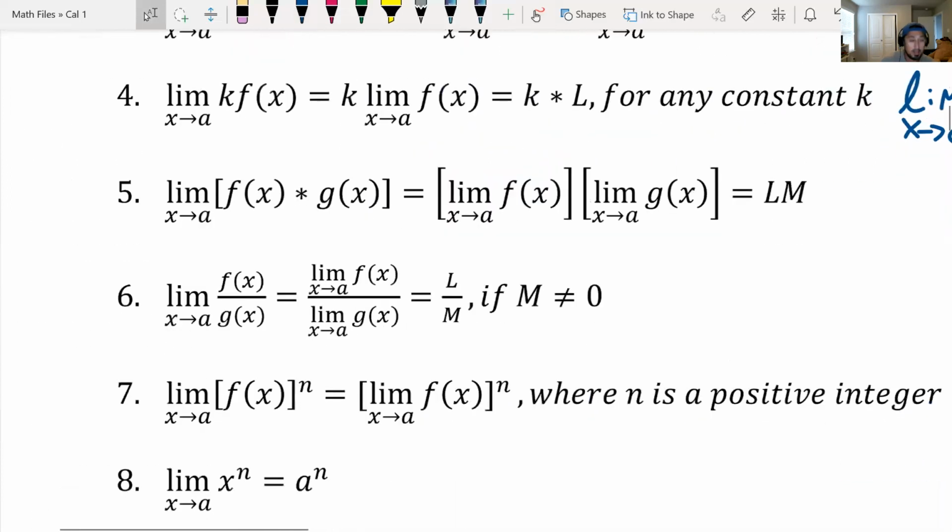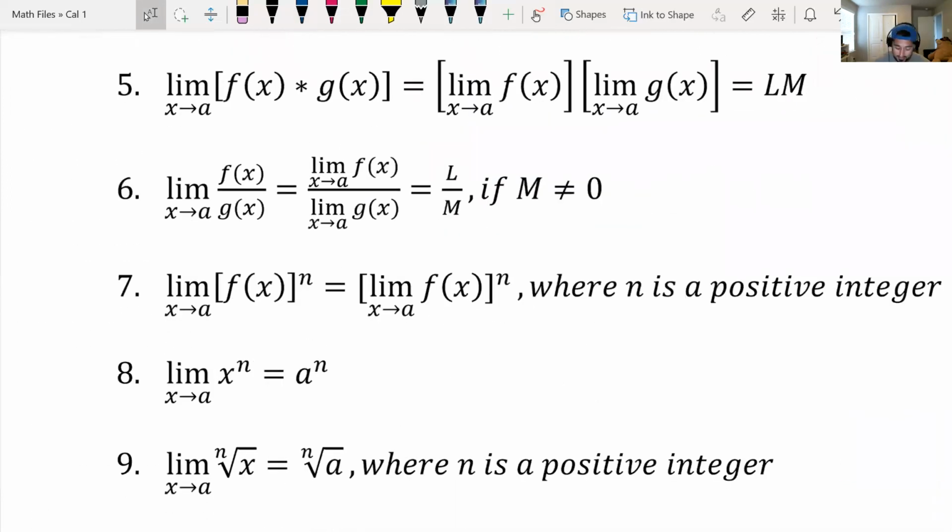All right. Number 8 is just like number 2, a direct substitution property. The limit as x approaches a of x to the n is the same as a to the n. So all this says is, hey, plug in a for x. That's it. We don't need an example for that one.